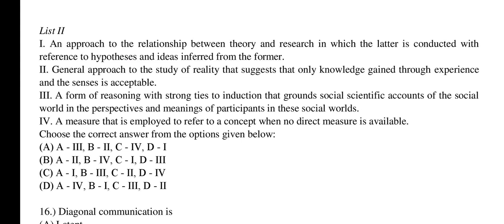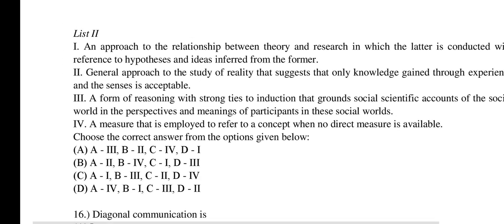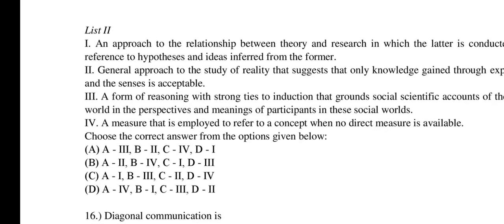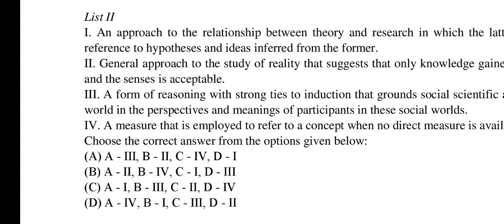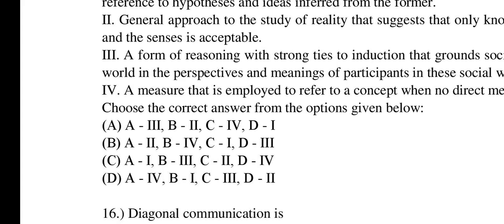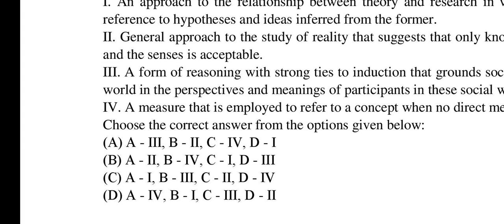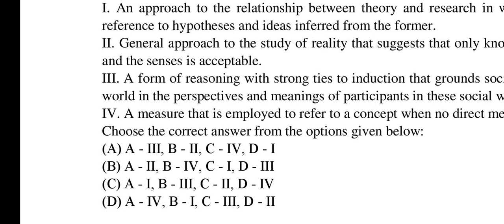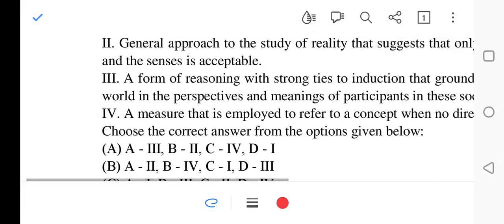3 says a form of reasoning with strong ties to induction that grounds social scientific accounts of the social world in the perspectives and meanings of the participants in these social worlds. 4 says a measure that is employed to refer to a concept when no direct measure is available. So these are list 1 and list 2. Now choose the correct option. So these are the options for you. A3, B2, C4, D1; A2, B4, C1, D3; A1, B3, C2, D4; A4, B1, C3, D2. Number 15, it will be option B, that is A2, B4, C1, D3.